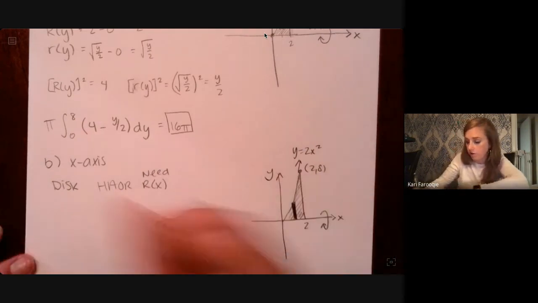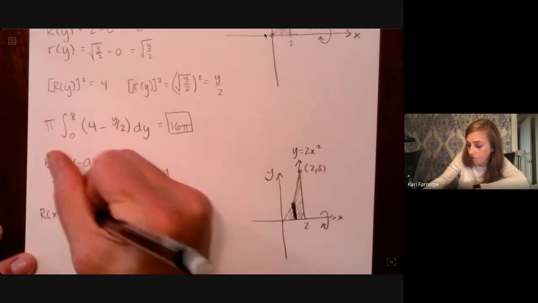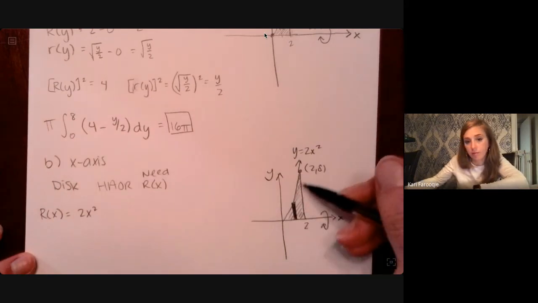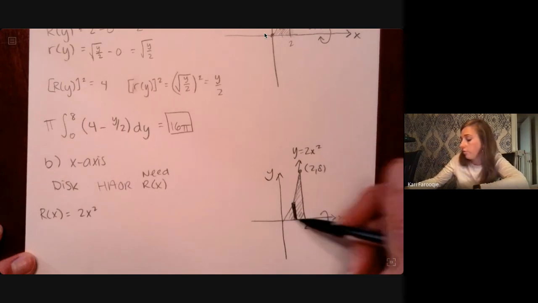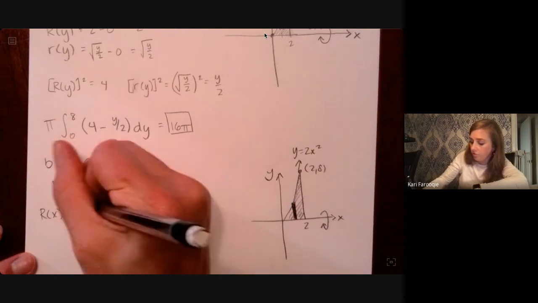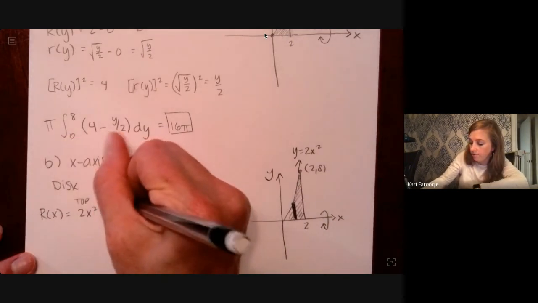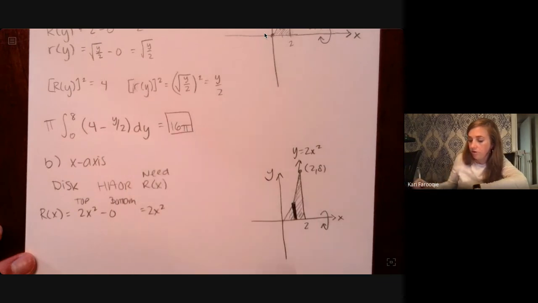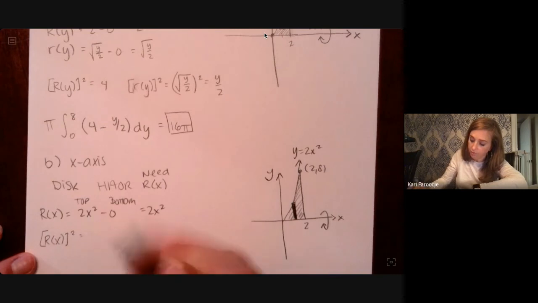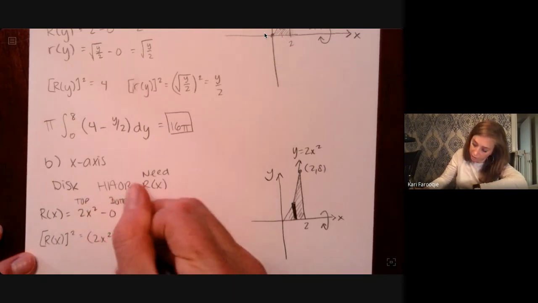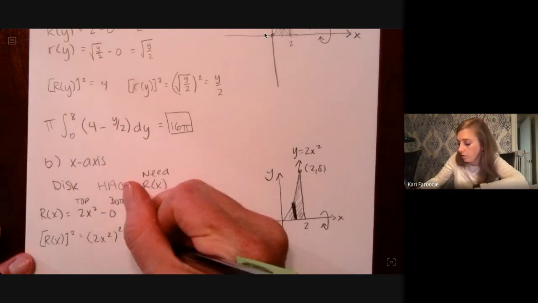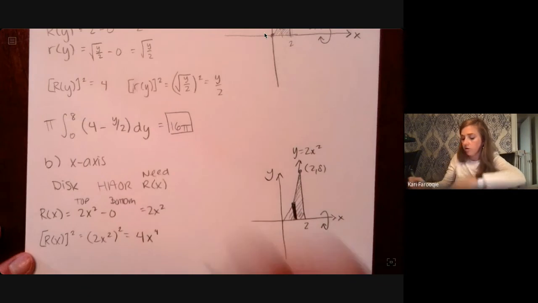But you can also think of it as top minus bottom. The top would always be, all the time, lying on this curve, 2x squared. And the bottom is always going to be represented by y equals 0. So top minus bottom is 2x squared. And then whatever you do, don't forget to square it. So 2x squared, quantity squared. So you're taking 2x squared and multiplying it by itself. 2 squared is 4, x squared squared is x to the 4th.